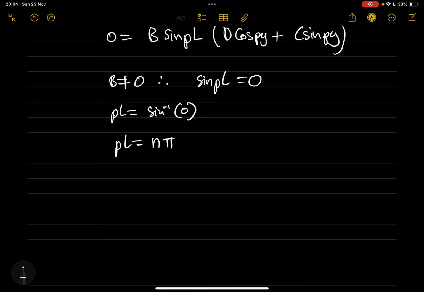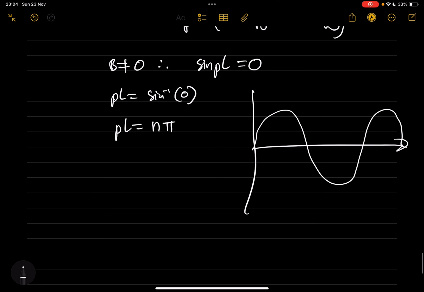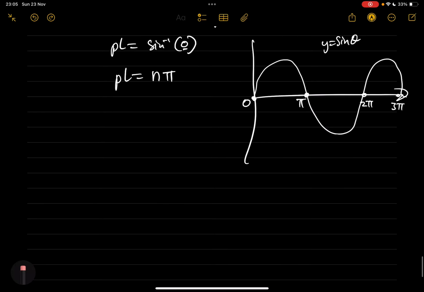So if you draw your sine graph, that is oscillating. So whenever sine is 0 here, this is y is equal to sine theta. So sine is 0 here, sine is 0. So the solutions where sine is 0 are what? 0, pi, 2 pi, 3 pi, continues 4 pi, 5 pi, 6 pi, 7 pi. So where the graph intersects the x-axis, we have a solution, right?